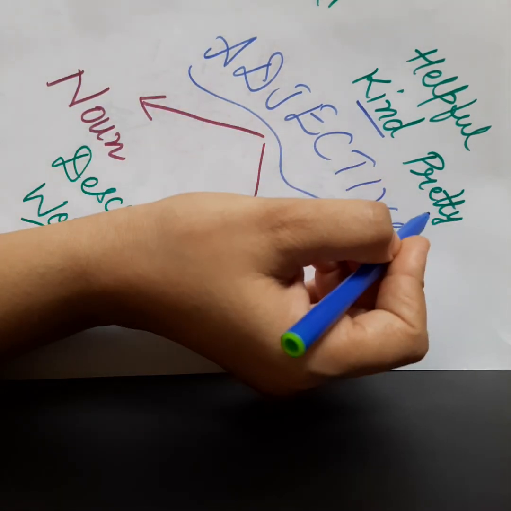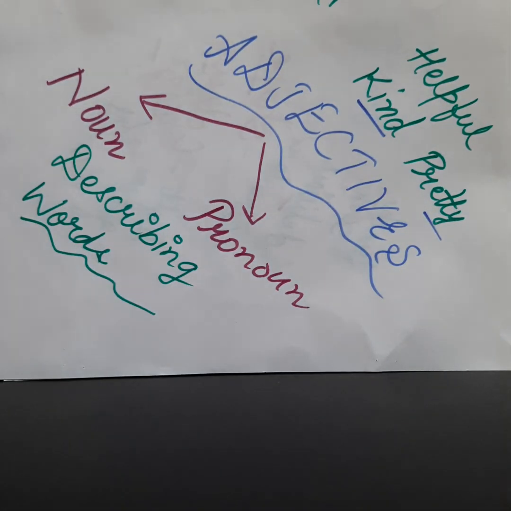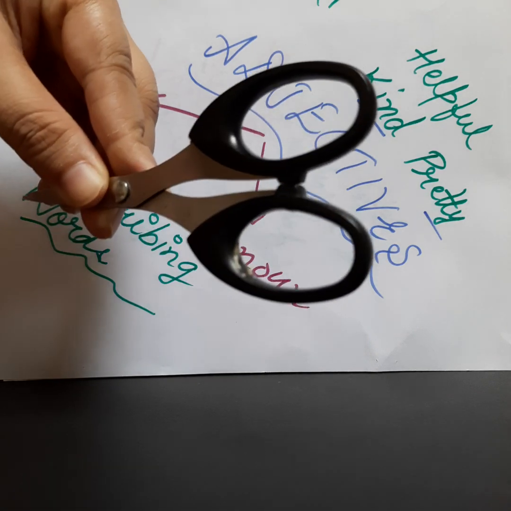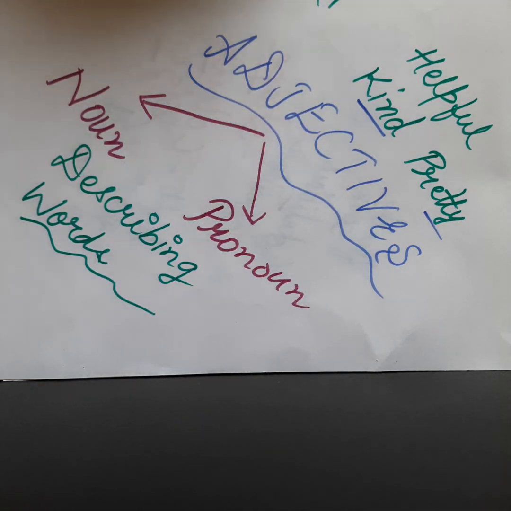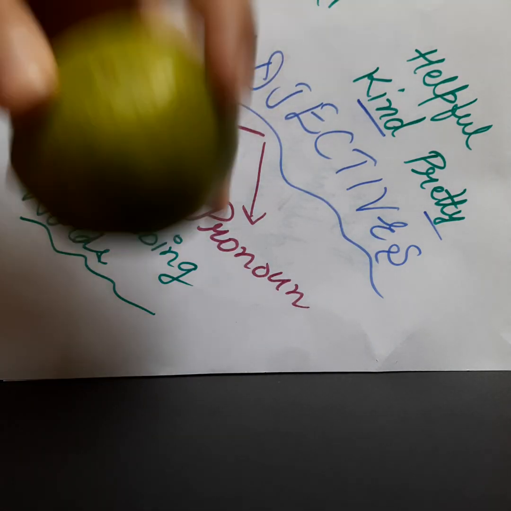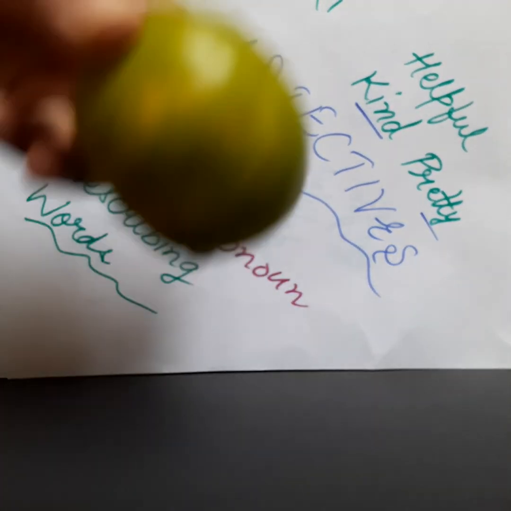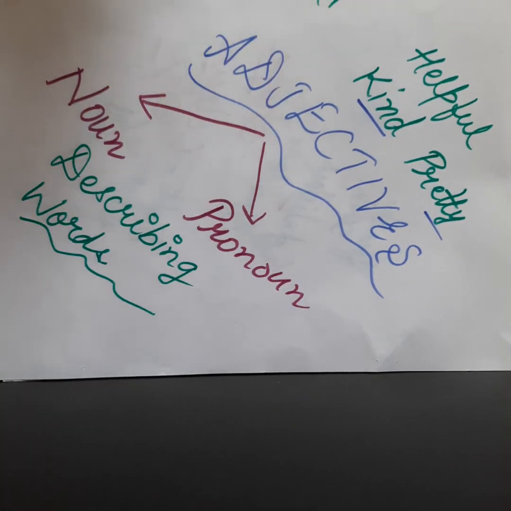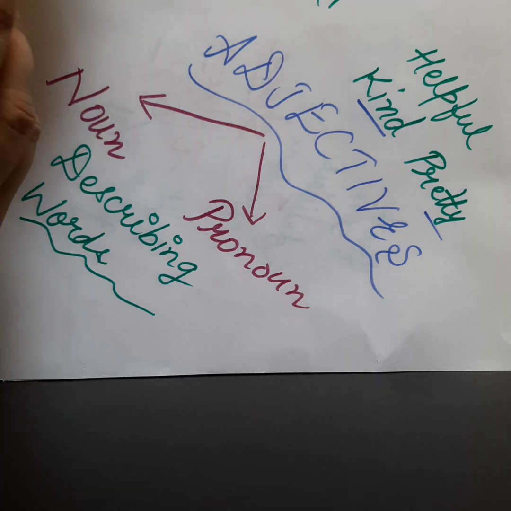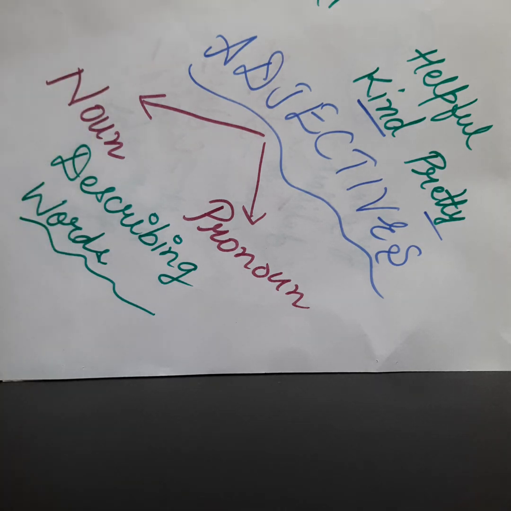We can say a pretty girl, but we cannot say a pretty scissors. Right? We can say a tasty orange, but we cannot say a tasty girl, a tasty boy. That will be wrong. So that means some adjectives, they are general. They can be used for anything. Some adjectives are particular. They are used for particular nouns.